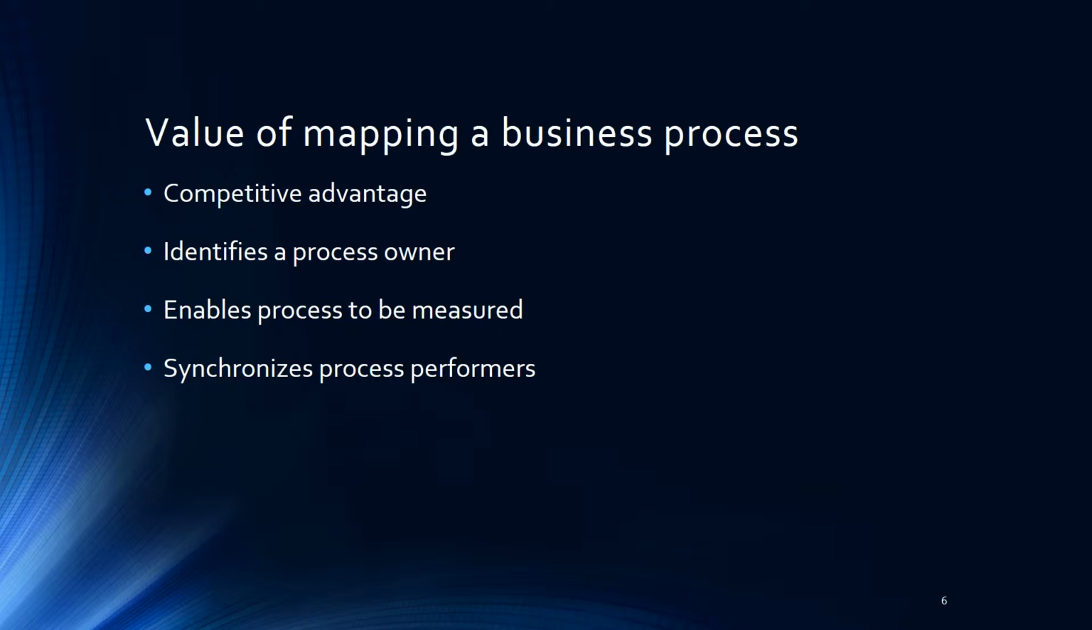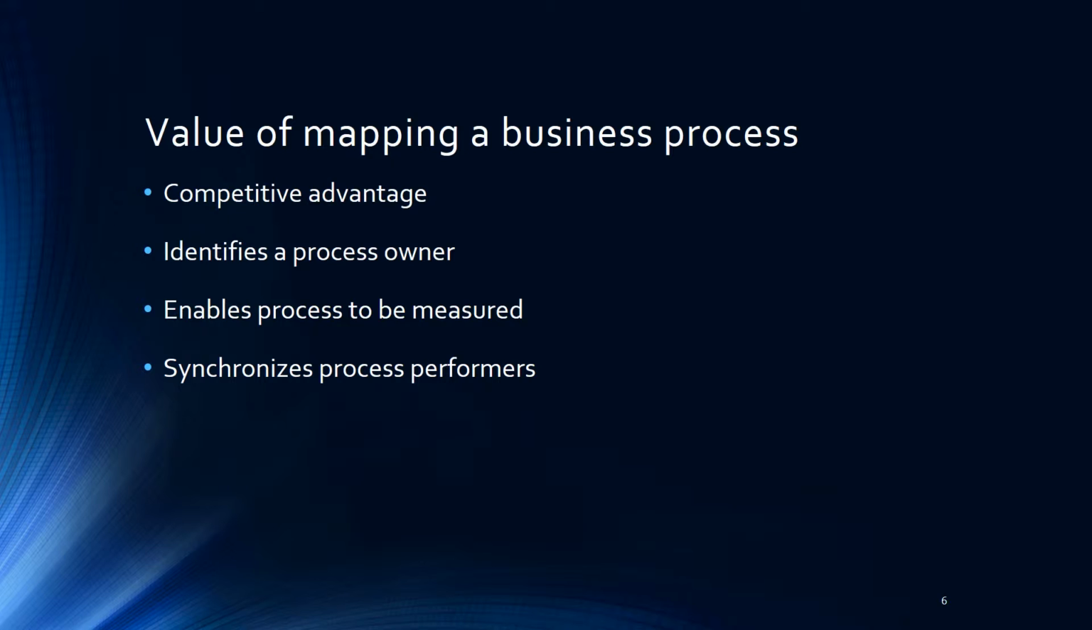The second item is, it's useful because it identifies a process owner. The process owner is usually a senior level manager or someone that has higher level authority within an organization and has overall responsibility for the process and its performance. Third, it enables the process to be measured.